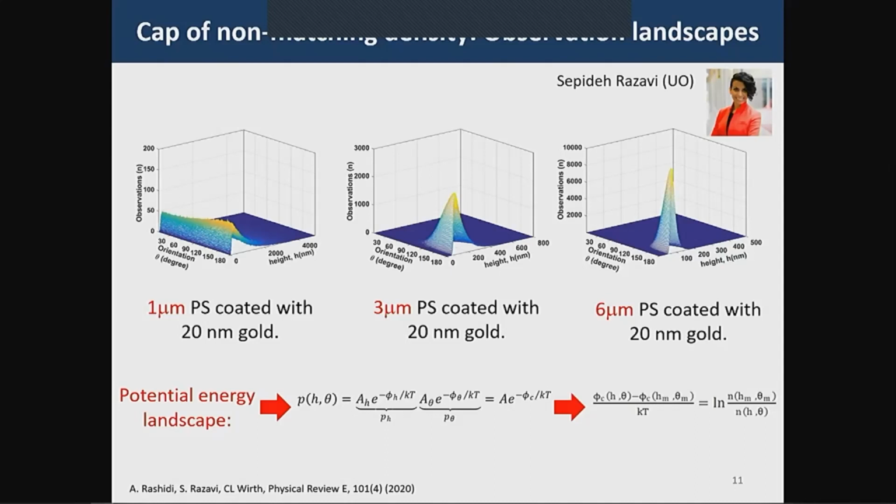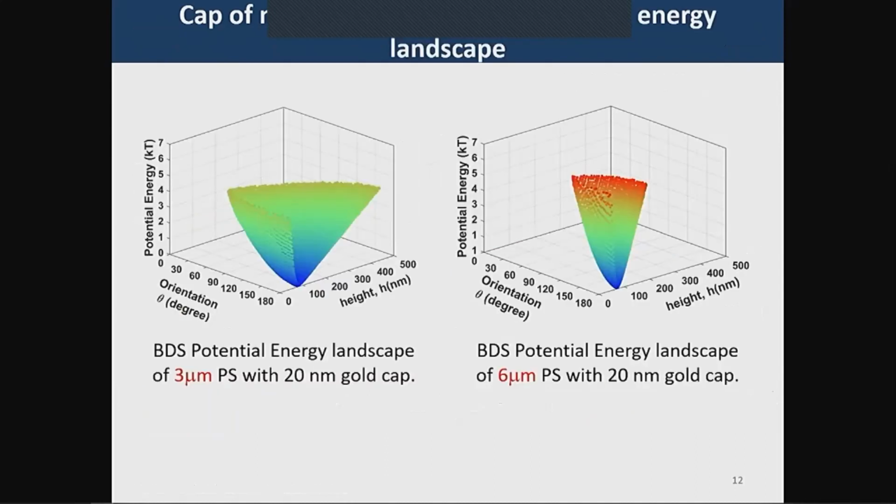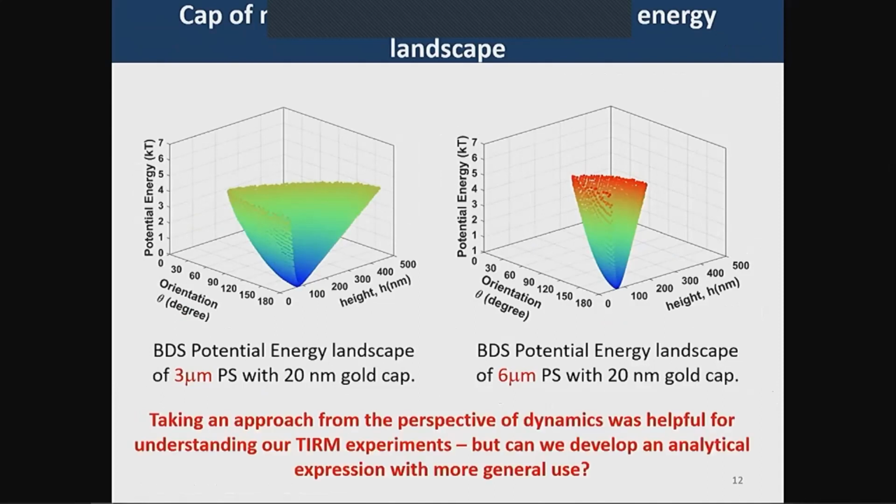So then we can take those probabilities. For this particular case, we assume that the probability of the height and orientational fluctuations are independent and calculate the potential energy. And this is what the potential energy profiles look like for 3 and 6 micron particles, okay? But that's actually not really the big piece of what I want to communicate today. That was kind of old work at this point.